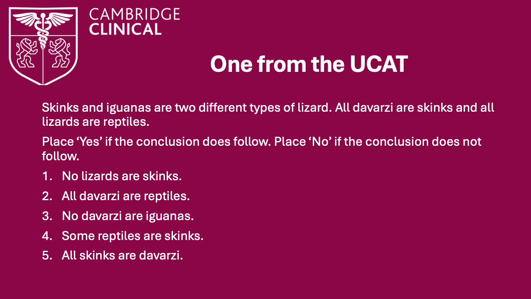Now that we know what to expect from categorical syllogisms, let's have a look at how you can be tested on them in the UCAT. So looking at this question here, what they've done is to give you the major and minor premises in the question, and then a list of possible conclusions. Your job is to choose which of these conclusions matches the premises to make a functional syllogism.